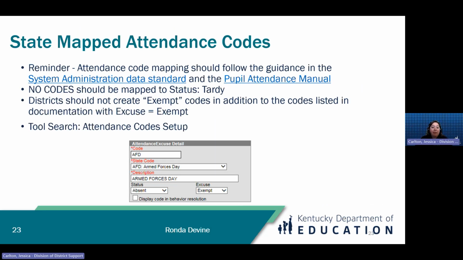Okay, state mapped attendance codes. They need to follow the guidance that's outlined in the System Administration Data Standard or in the Pupil Attendance Manual. No codes need to be mapped to a tardy status. Districts do not need to create exempt codes in addition to the exempt codes that are already outlined in the Pupil Attendance Manual. That's because that exempt code generates funding for the student even if they are not at the school. So we have a list of approved exempt codes that are out there.